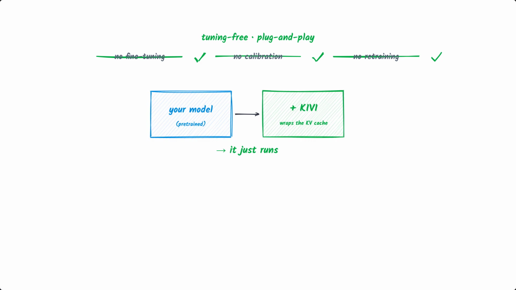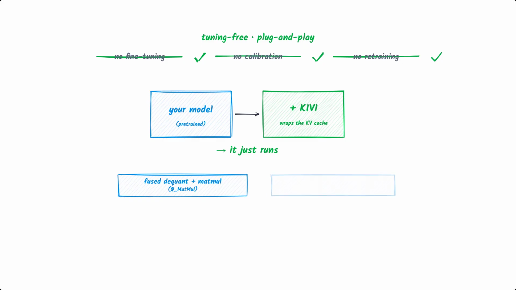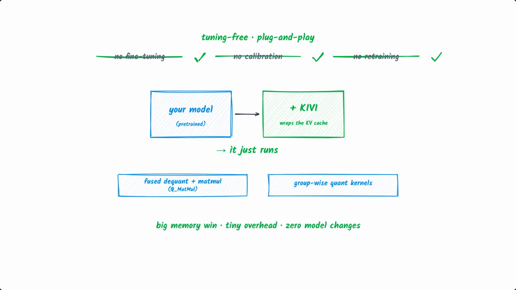The authors also put real engineering into making it fast, fusing the dequantization directly into the attention matrix multiplication and writing dedicated group-wise quantization kernels, so that the savings in memory don't get quietly eaten back up by overhead. That combination, a big memory win, tiny compute overhead, and zero model changes, is exactly what makes it something you'd actually deploy in production. So what does it deliver?